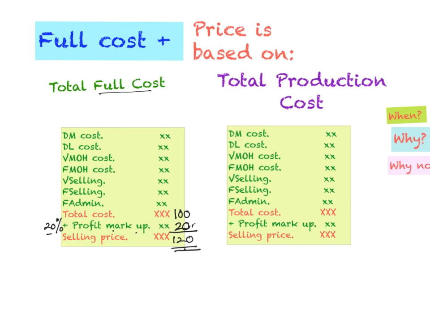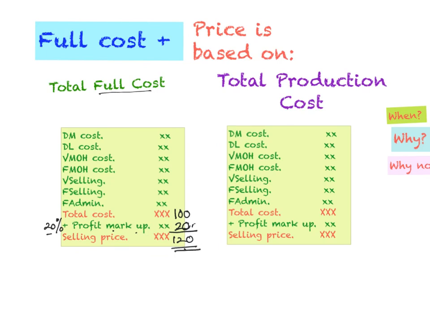Okay, still based on full cost plus pricing, we have another method that we call total production cost. The price is based on full cost plus. However, instead of taking the total full cost, we just only want to focus on total production cost only. So when you read the question, make sure you read the question carefully. Does the question say it is the total full cost, or is it just based on the production cost only?